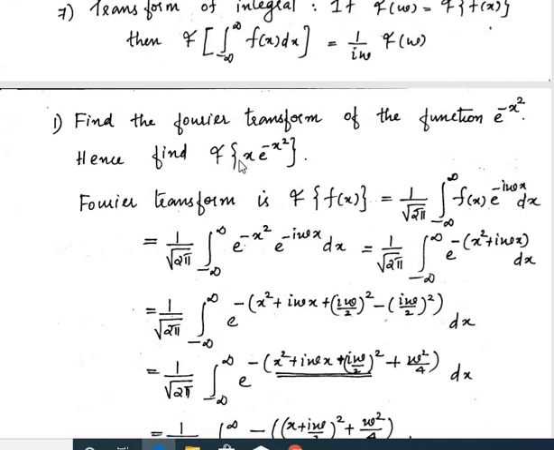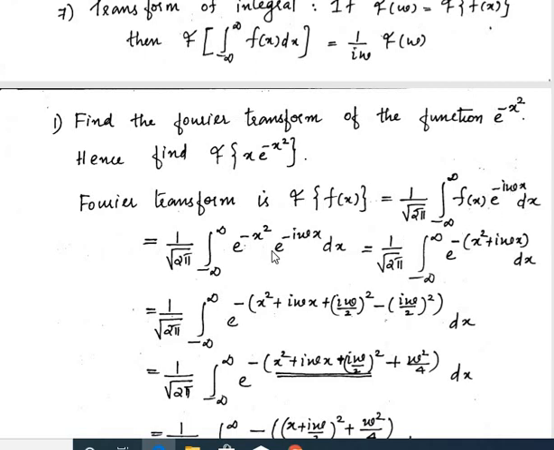There is no term minus 2 here, so we can apply any property, that is, multiplication by x property or the transform of derivative property. Here I am applying the transform of derivative property, and for that, first I found the Fourier transform of this function. The Fourier transform has the formula 1 by root 2 pi integral from minus to plus infinity f of x e raised to minus i omega x dx.